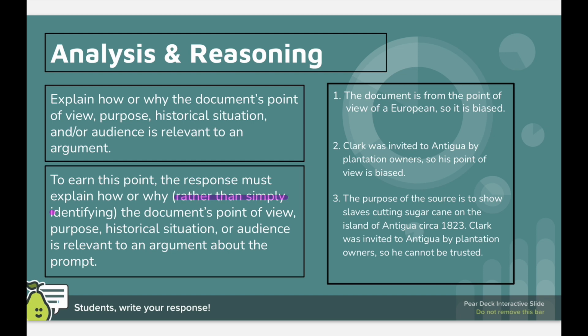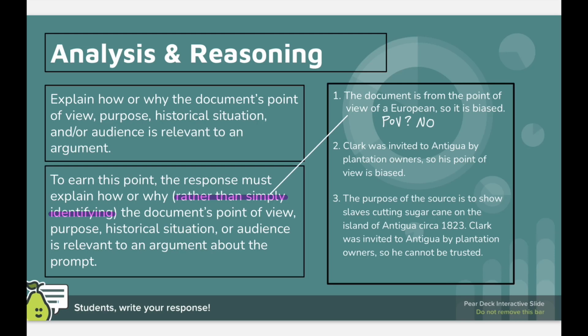So let's look at number 1. The document is from the point of view of a European, so it is biased. Would this get the point or would it not get the point? Say in the chat, yes, it would get the point, or no, it would not. No, it would not. Okay, why?